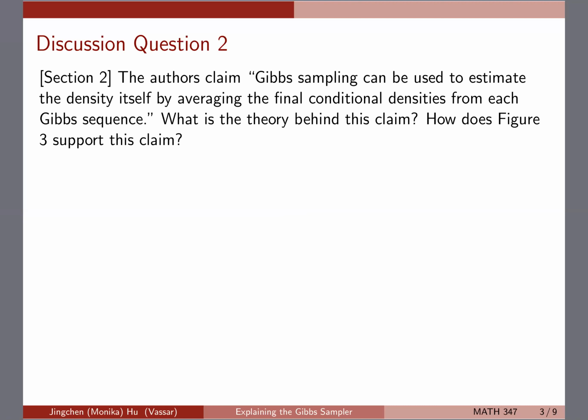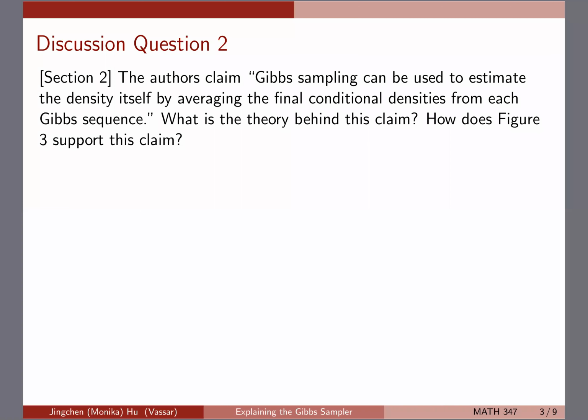So what is the theory behind this claim? And I guess the last part we already answered it. How does figure 3 support this claim? So I'll give you a couple more minutes just to think about why this works. We can already see from figure 3 it's getting a better approximation. So why do you think it's working? And the paper does talk about certain theory behind this claim. So what do they talk about?